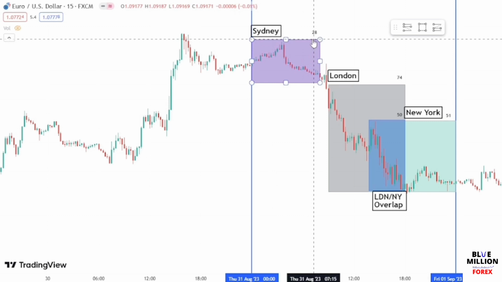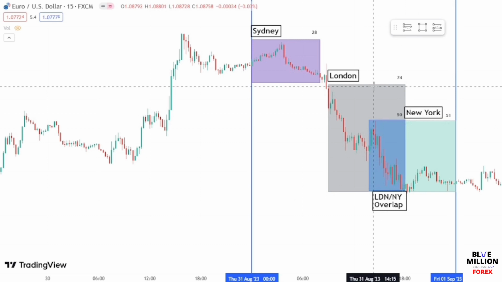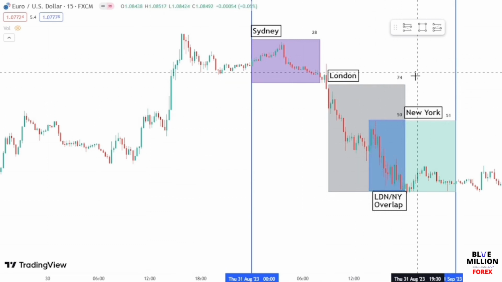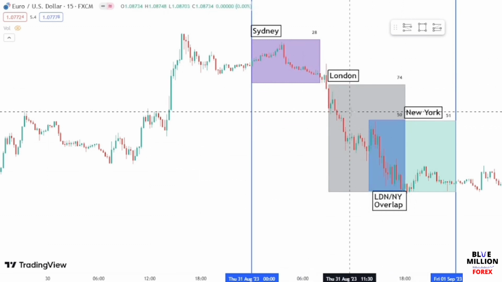But if you look closely, the market wasn't really trending, right? It was going sideways, which is usually the characteristic of the Sydney session. But when you look at the most traded session or the most liquid session, which was the London session, it moved a total of 74 pips, right? So as we can see, if you traded during the London session, you would have grabbed more pips than if you would have traded at the Sydney session.